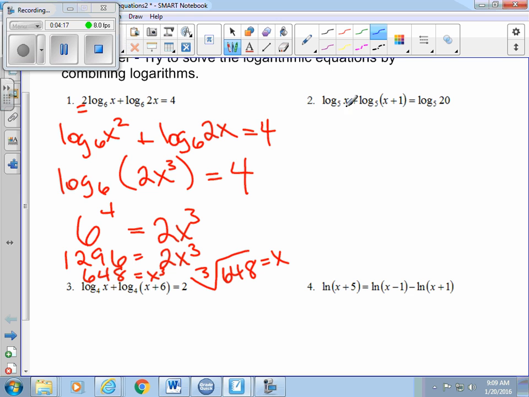Combine the logarithms on the left. So I get log base 5 of x times x plus 1. I'm going to write that as x squared plus x. Is that okay with everyone? Yeah. Now I have a logarithm. Log base 5 equals another log base 5. What do I do there? I have a logarithm equals a logarithm.